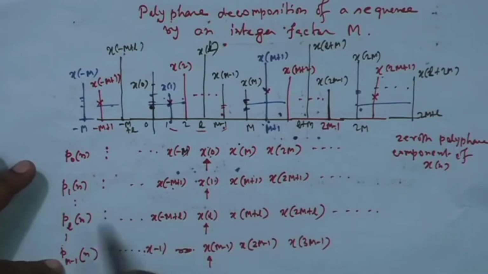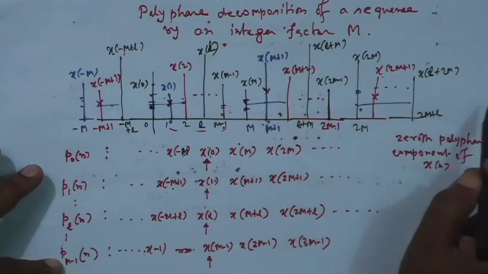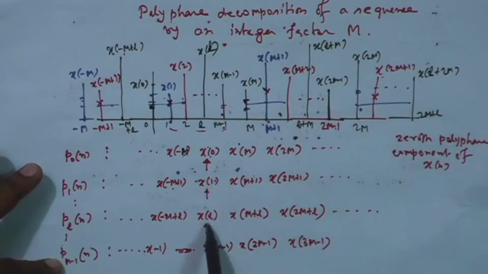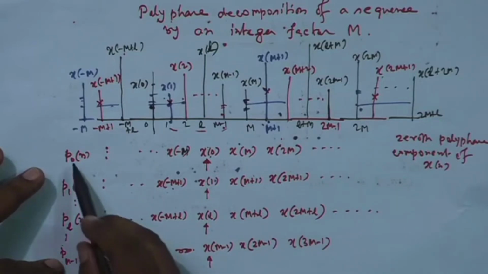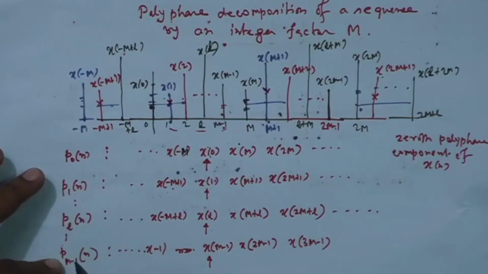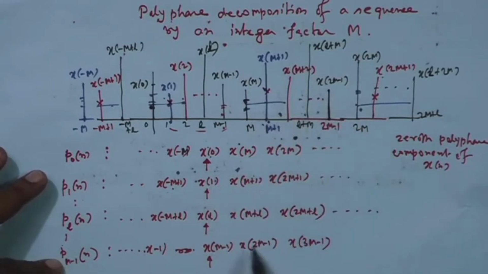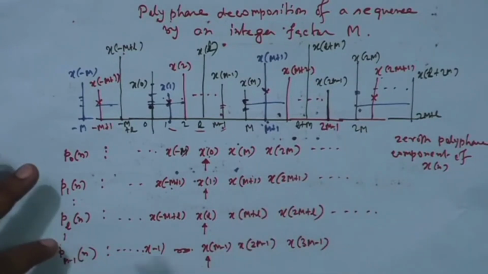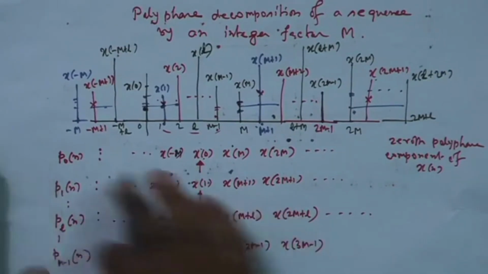You call it P1(n). In general, PL(n) is you take the Lth sample xL, then L plus M, L plus 2M, like that, with xL at the 0th position, the origin, then xL plus M, xL plus 2M, xL minus M. And therefore, you can go up to P0, P1, PL, up to P(M minus 1)(n). P(M minus 1)(n) means take x(M minus 1), then 2M minus 1, 3M minus 1, like that. You can have only this. If you go for PM(n), you will get back P0(n). We do not need that.